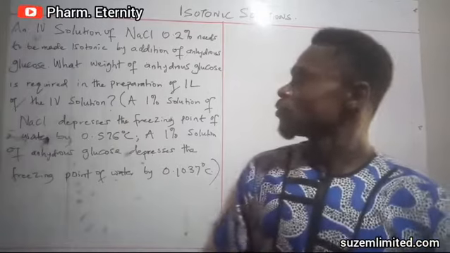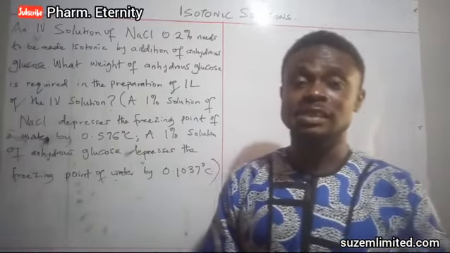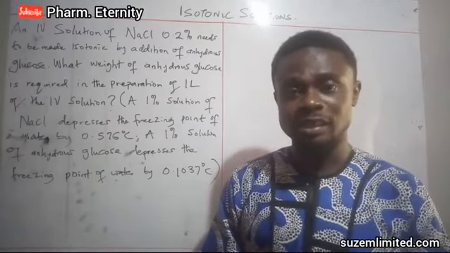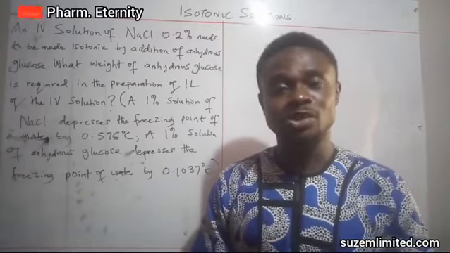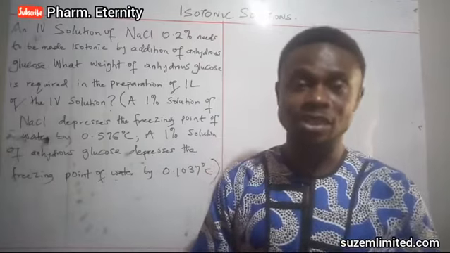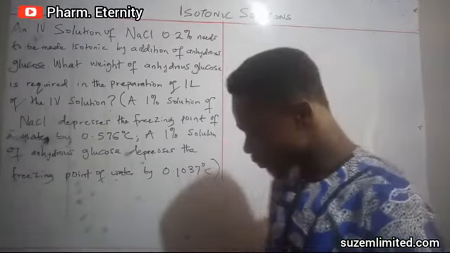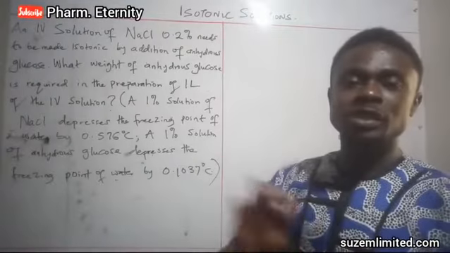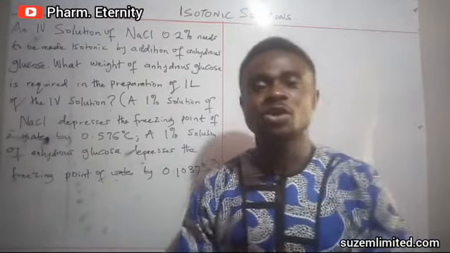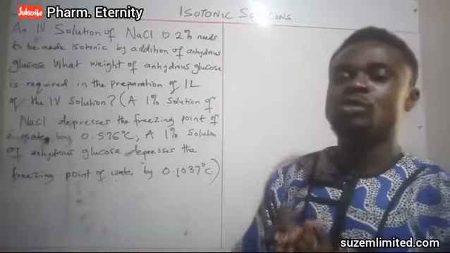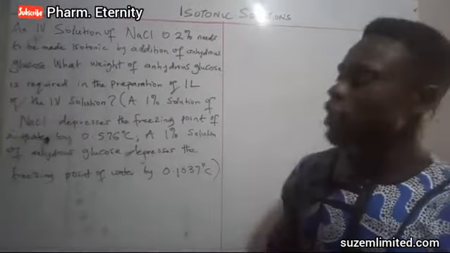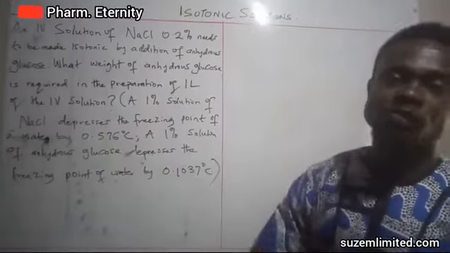Now, 0.9% weight per volume sodium chloride has been able to achieve that. It depresses the freezing point of water to 0.52 degrees Celsius. Now, everything we are doing in terms of preparation of isotonic solution is to ensure that we make that solution able to depress the freezing point of water to that level. So we'll keep certain proportions until we achieve that.